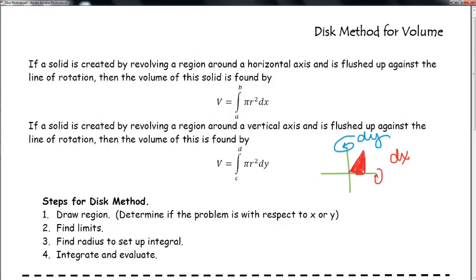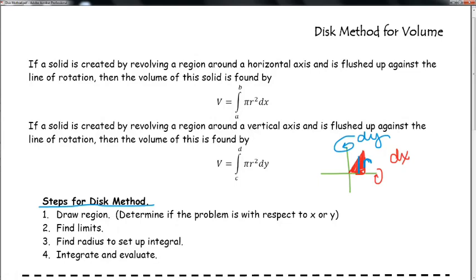I wrote down the steps for you to find the disk method, and that's what this is called. We're going to draw the region, and you need to know, are you talking about in terms of x or y? You want to find your bounds, your a or b. You want to find the radius of each integral. The radius is, if this is going to be rotated, the distance from the top of my function to the axis of revolution. That's going to be your r in this case, in terms of dx. And then you're going to integrate and evaluate.